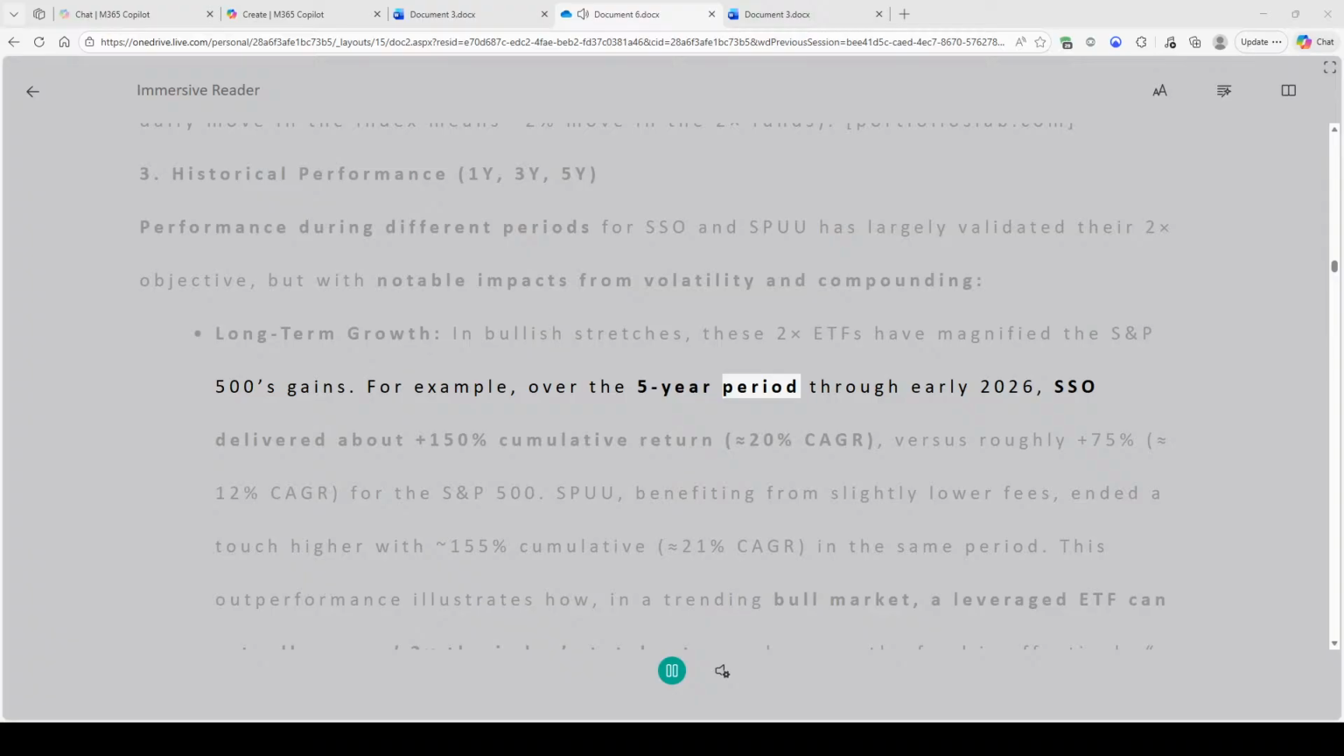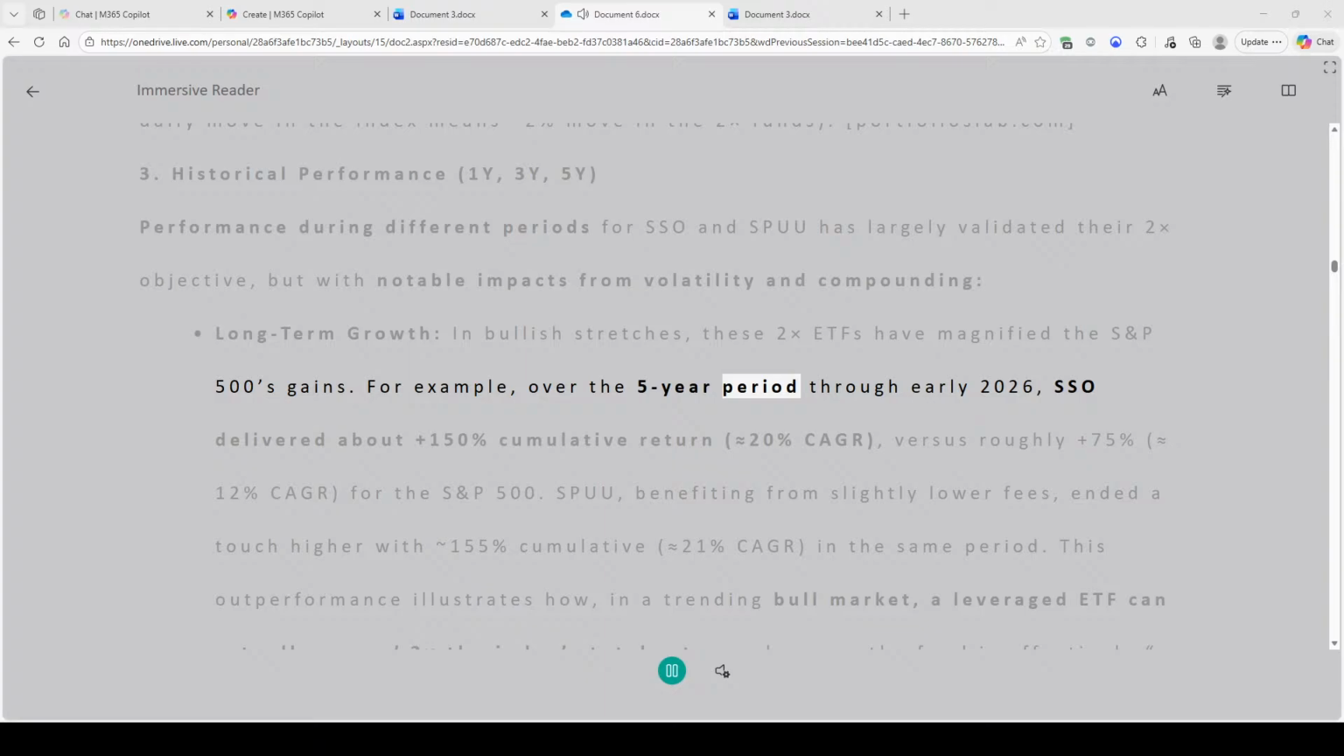Impact on long-term holdings. Because of volatility decay, holding SSO or SPUU for long periods, beyond a few days or weeks, can lead to returns that are much lower than 2 times the index's return, or even negative while the index is flat. In extreme cases, a leveraged ETF can lose value even if the underlying index ends up unchanged over the holding period, simply due to large up and down fluctuations.